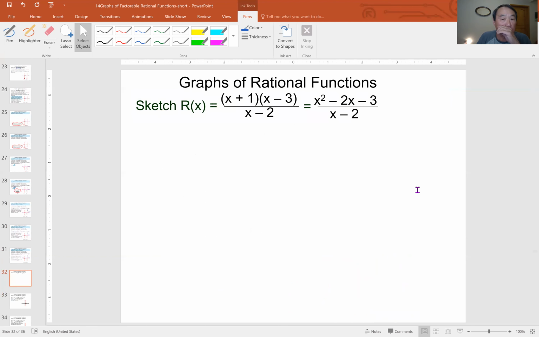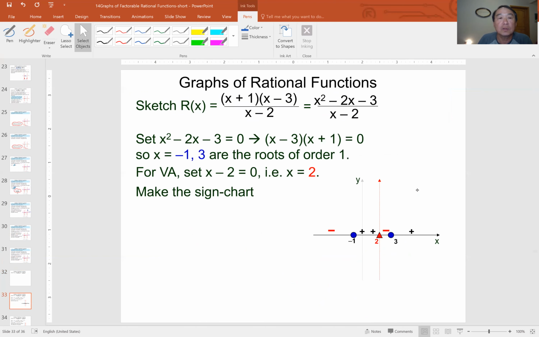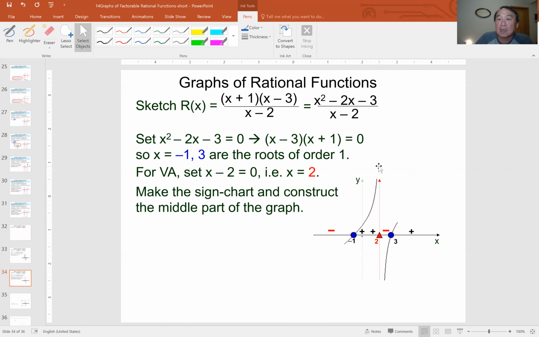Here is a function with an asymptote at x equals 2. We have two roots, and across the roots the graph basically looks like that. Along the asymptote, the minus goes up and the plus goes down, one goes up, one goes down.